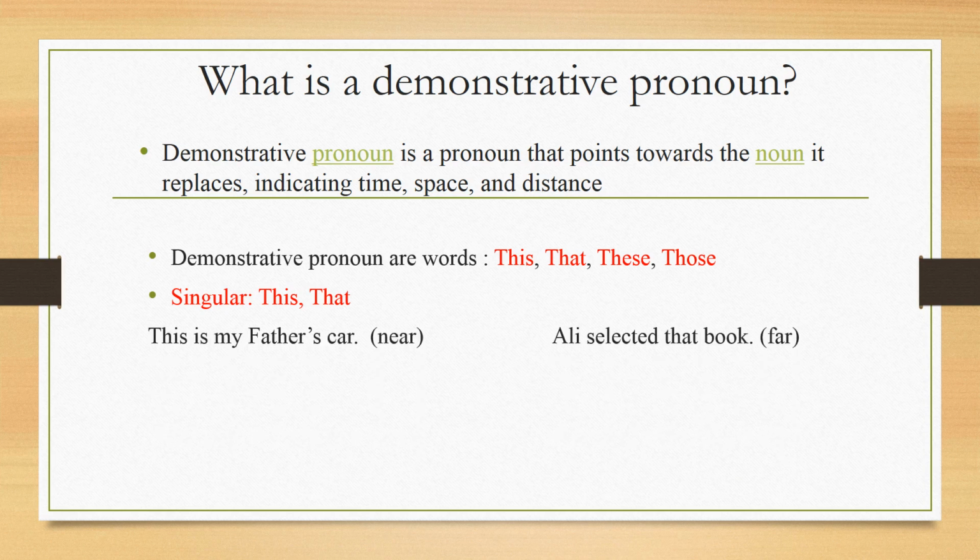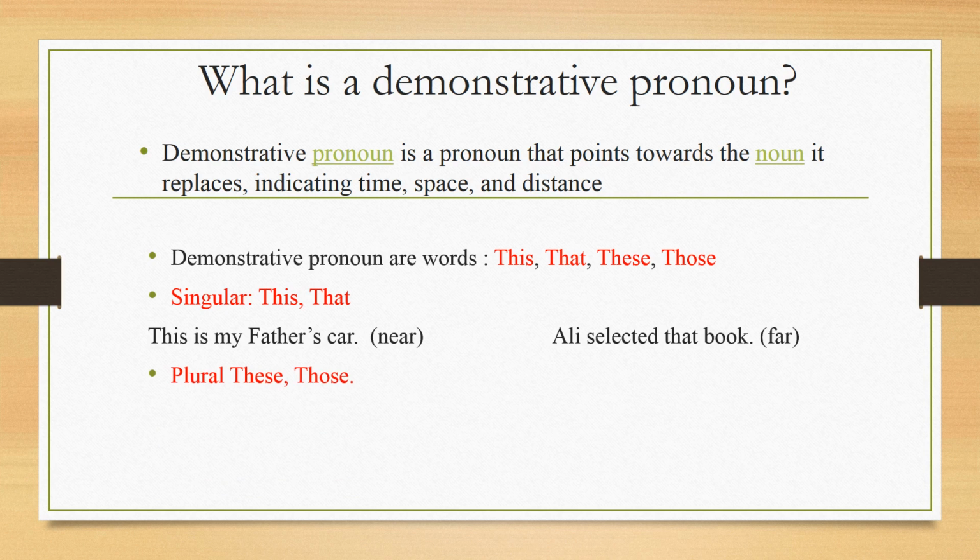This is my father's car. Ali selected that book. When I am pointing or talking about something that is near or close by, I use the demonstrative pronoun this. When I am talking about something that is far away, I use the pronoun that. Notice how both demonstrative pronouns are singular. However, one is used for something that is nearby, the other is used when something is far away.